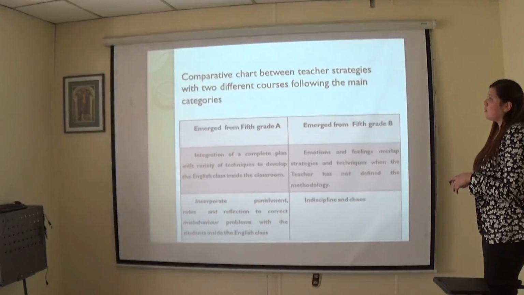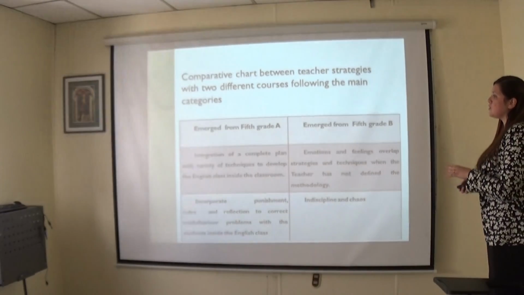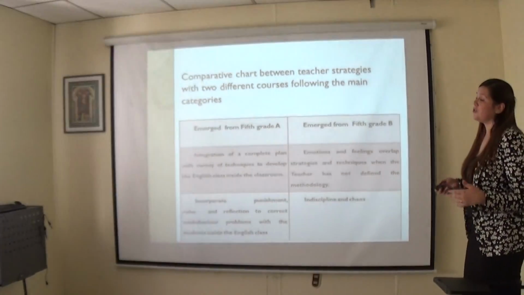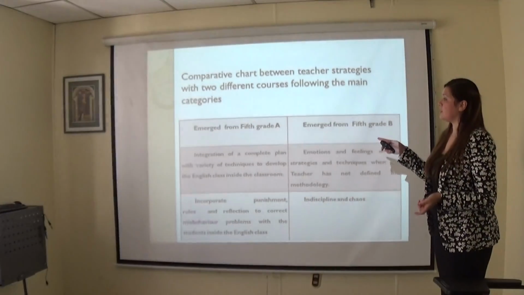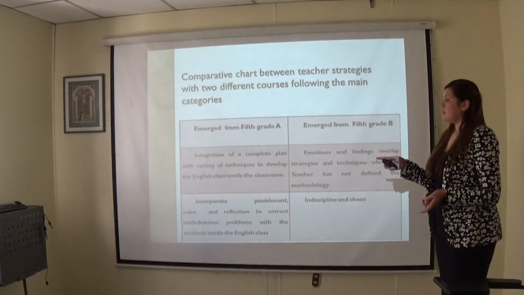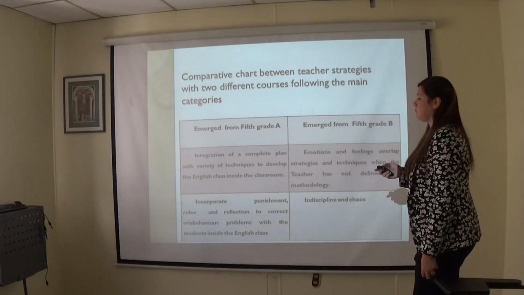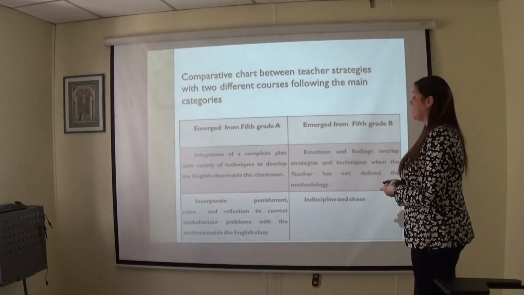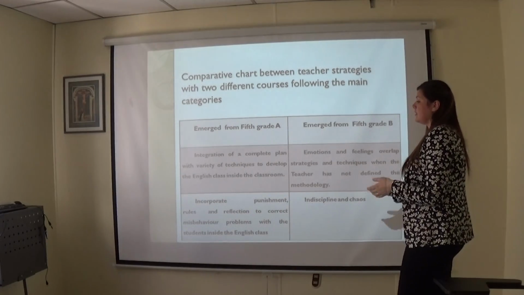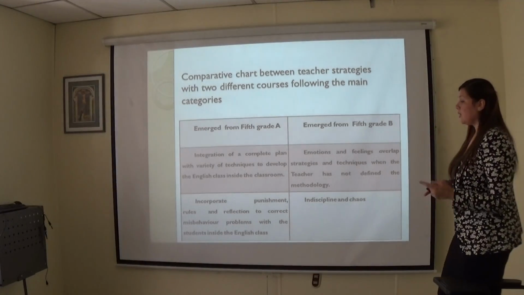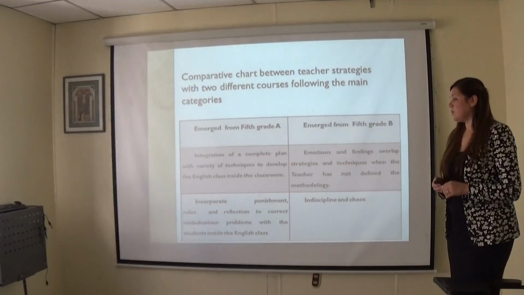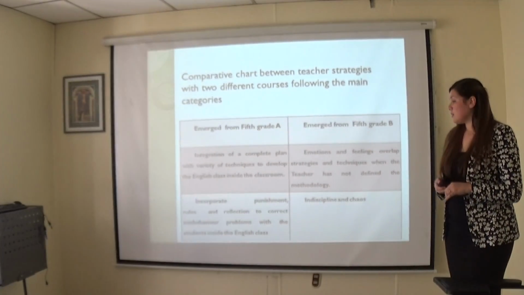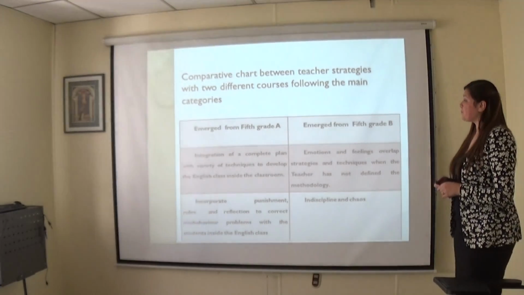This is a comparative chart between the two classroom management strategies used by the English teacher. As you can see in the 5th grade A, the most important information is in the integration of a complete plan with a variety of techniques to develop the English class inside the classroom. Also, the teacher incorporated punishment rules and reflections to correct misbehavior problems with students inside the classroom.